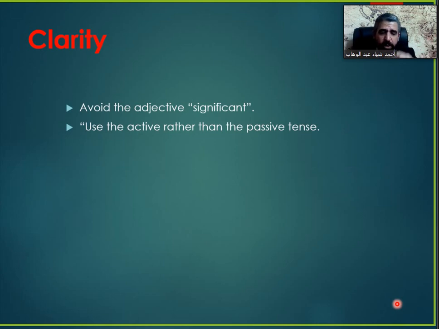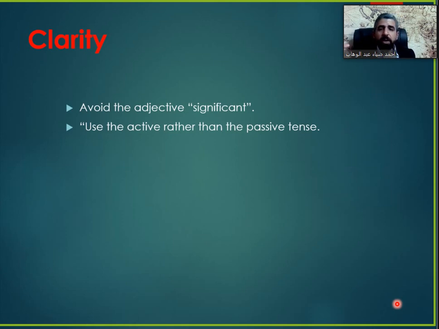Try to avoid the word significant. Why? Because if you write no significant adenopathy, does this mean that there is insignificant adenopathy? Either there is adenopathy or not. You don't write no significant adenopathy.